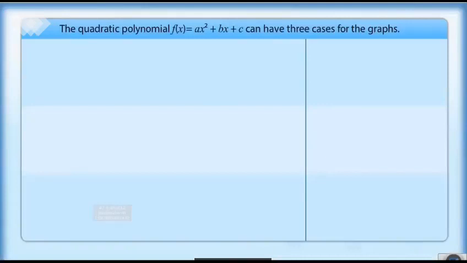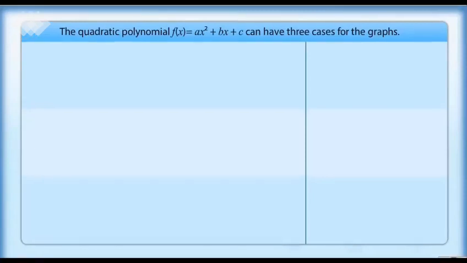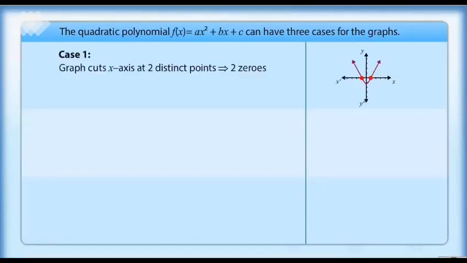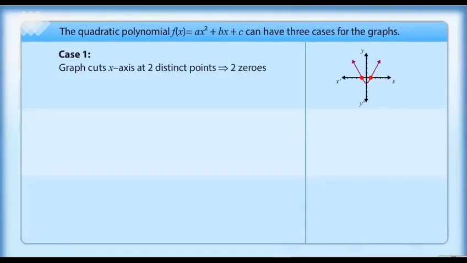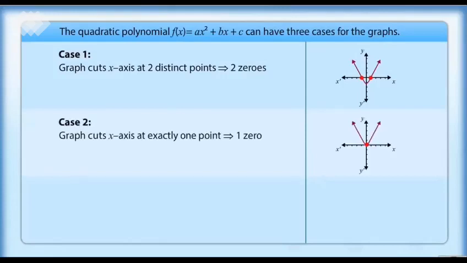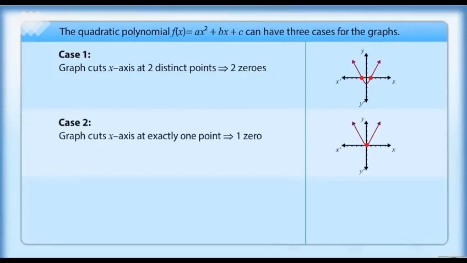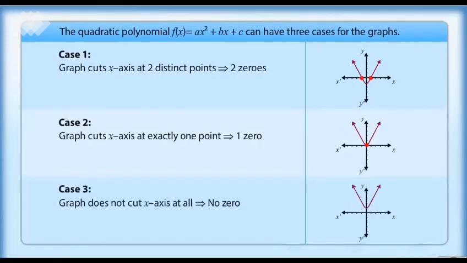The quadratic polynomial f(x) = ax² + bx + c can have 3 cases for the graphs. Case 1. There are 2 zeros where the graph cuts the x-axis at 2 distinct points. Case 2. There is 1 zero where the graph cuts the x-axis at exactly 1 point. Case 3. There are no zeros when the graph does not cut the x-axis at all.